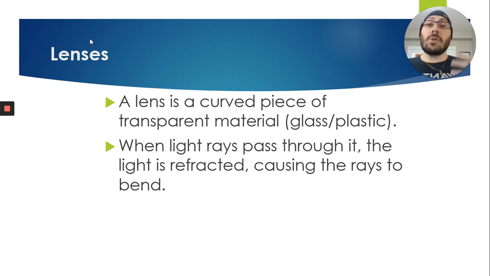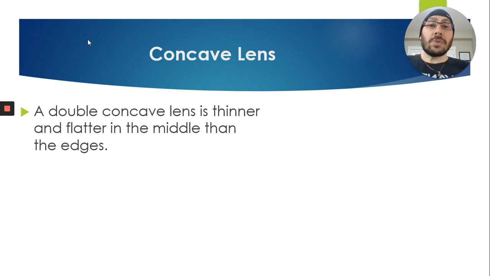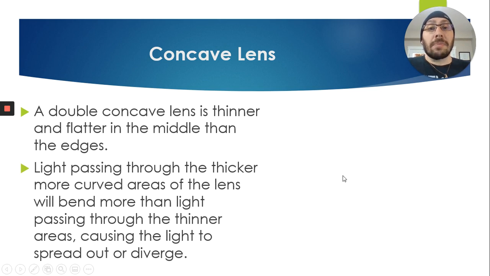We just talked about curved mirrors that reflect the light, causing the rays to go to a certain location. Lenses do something very similar, but they allow the light through, and then the light bends. The first lens we're going to talk about is the concave lens, or the double concave lens, and these lenses are thinner and flatter in the middle than on the edges. Light passing through the thicker, more curved areas of the lens bends more than the light passing through the thinner areas, causing the light to spread out and diverge.